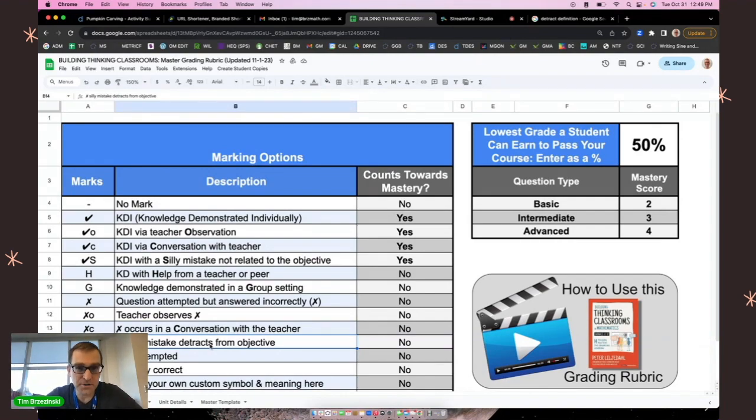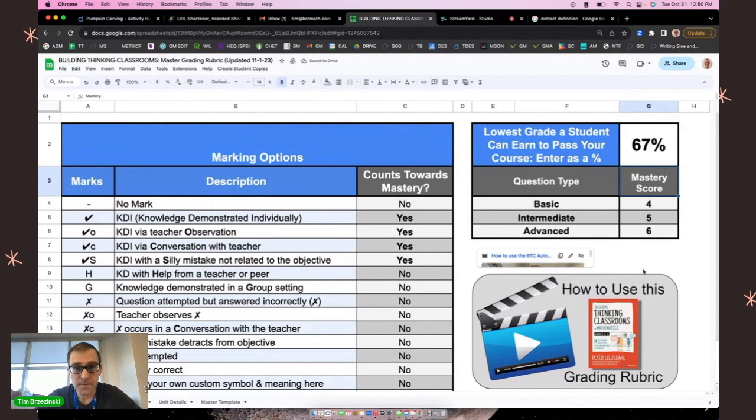Okay, so that's one major change that we made to the marking options. The second and most important major change is as follows. Right here, what is the lowest grade a student can earn to pass your course? Enter as a percentage. For many parts of the world, it's 50%. That'll go to 2, 3, 4. At the school I teach at, it's actually 60%. That changes it to a 3, 4, 5. If you make it a 67%, it'll be 4, 5, 6.